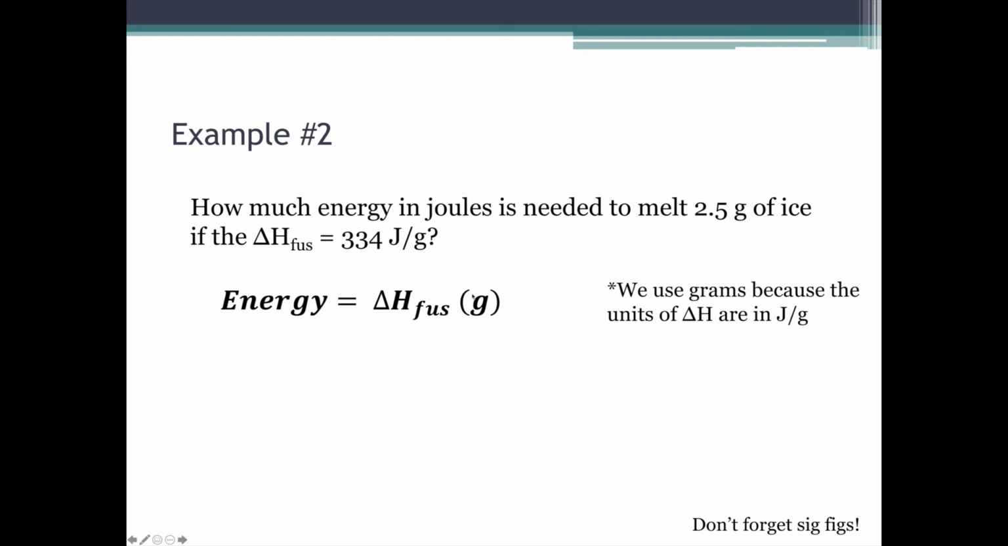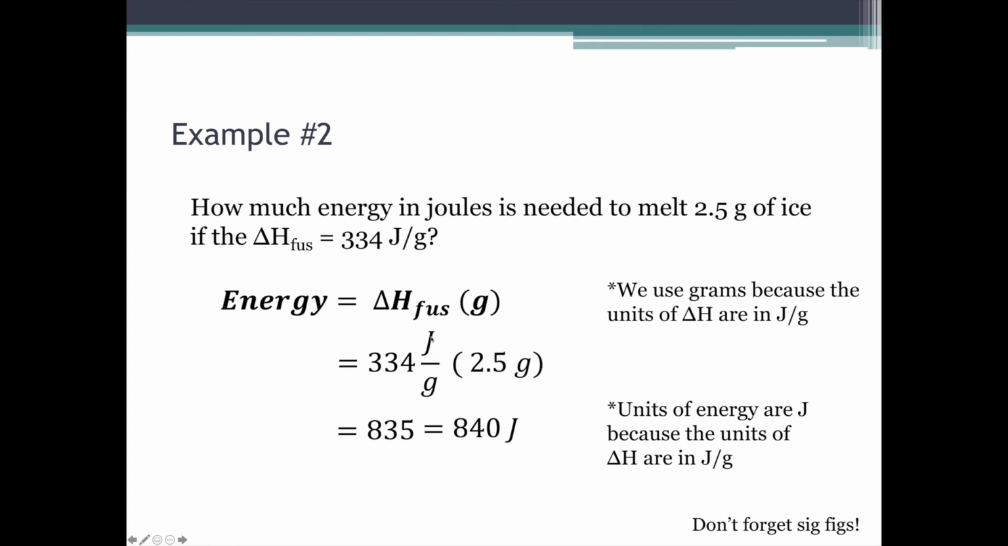I used grams because the units of my delta H are joules per gram, so I need to multiply by grams. I have delta H fuse and I have grams. So I'm going to do 334 times 2.5. That gives me 835. But I need to do sig figs. There are 3 sig figs here and 2 there, which means this will round up to 840 joules. The units are joules because my delta H of fusion was in joules. And that's my final answer.